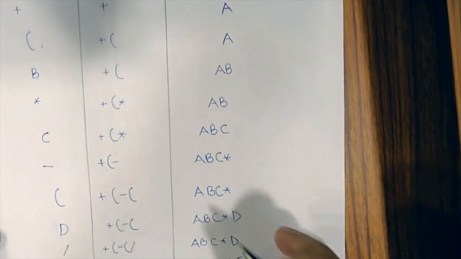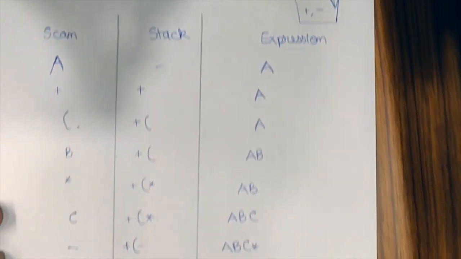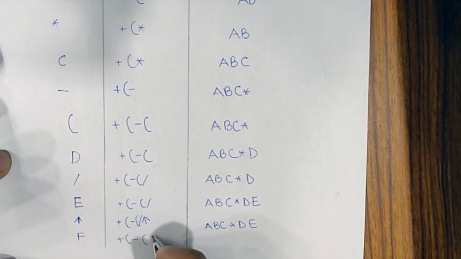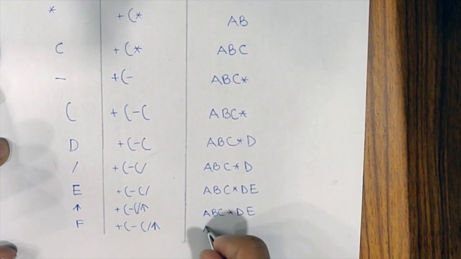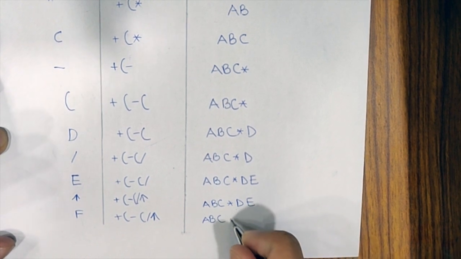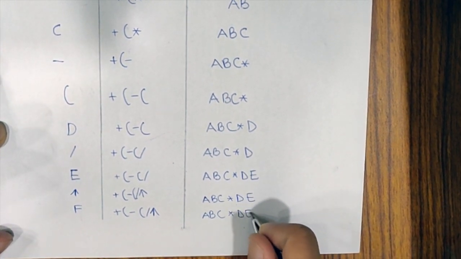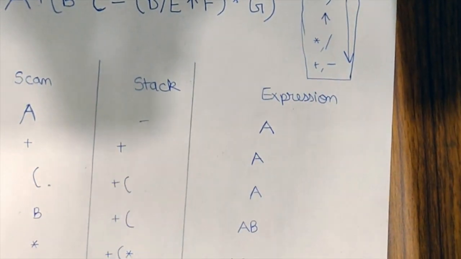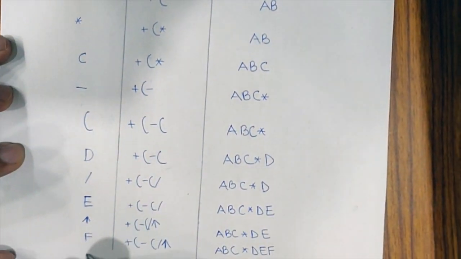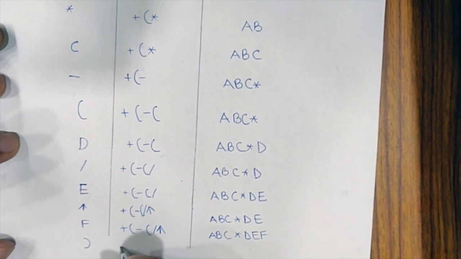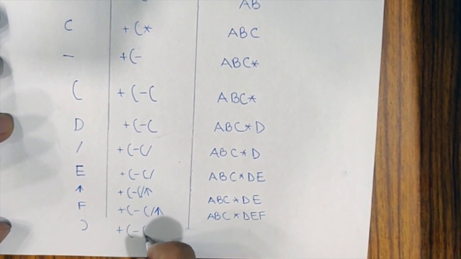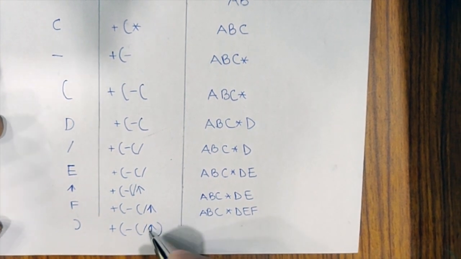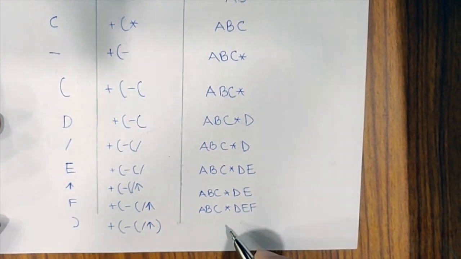Okay, and after that we have F. Put in the F, the stack remains same. Put in the F in the expression. Okay, and after F we have another closing bracket. Okay, so putting the closing bracket here, we have plus, minus. So when we close this bracket, this is going to be popped out into the expression.